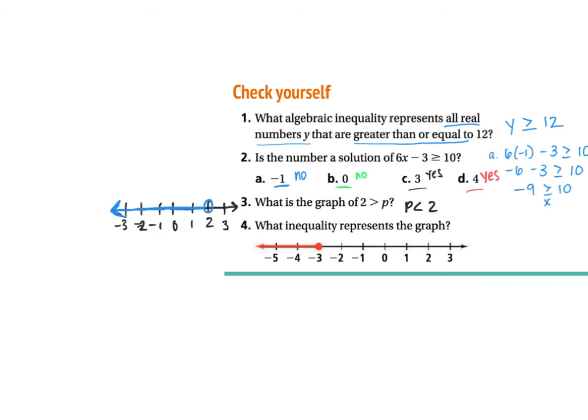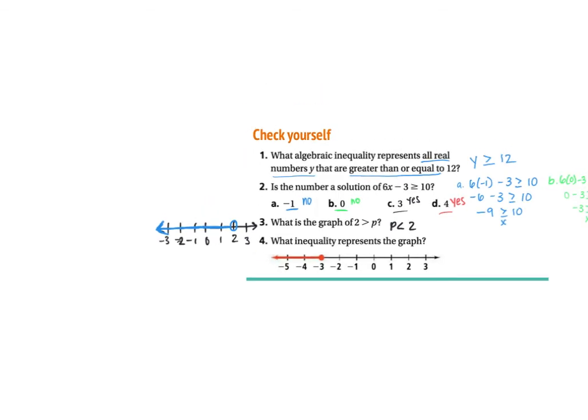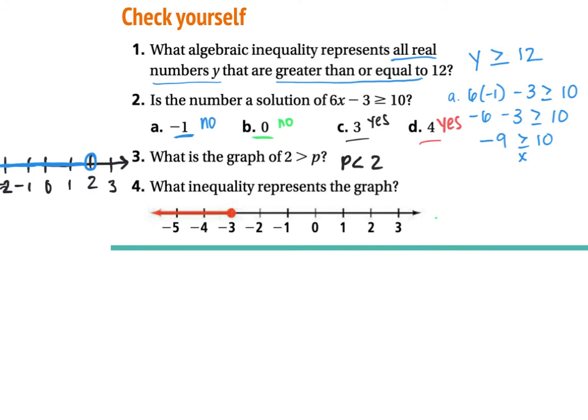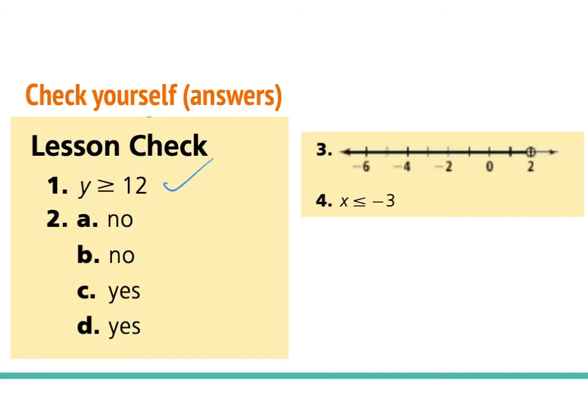And then for number 4, what inequality represents the graph? Well, let's start with x. And I see that it's less than or equal to, because it's a closed dot and it's moving to the left. And we've got -3 there. We can check our work. Got that one right. Nice. So we got no, no, yes, yes. And we've got an open circle at 2 filled in to the left. And let's check number 4. Perfect. We're good to go.